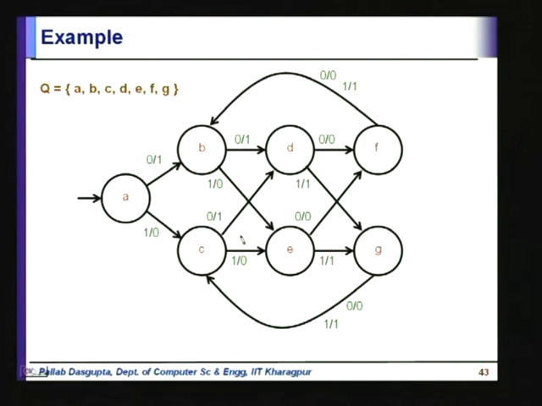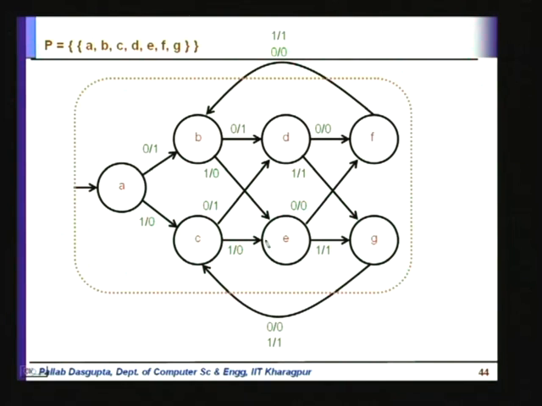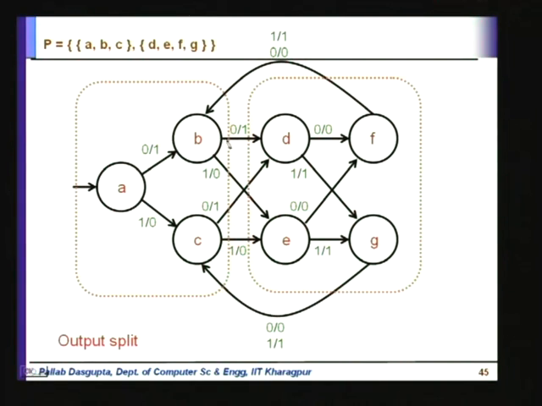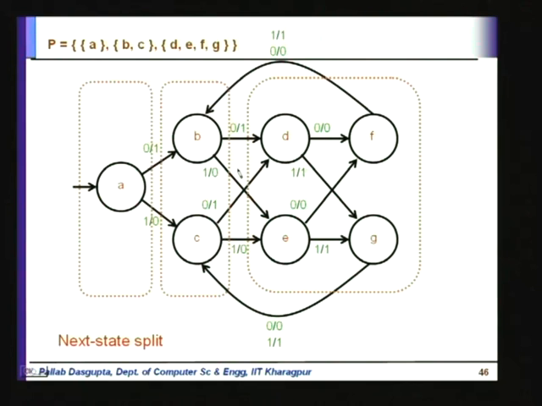Now this is another example. You can go through these slides, they are available. So basically we first do an output split, because you see the output on these ones produce 0 as the output on input 0, and these ones produce 1 as the output on input 0. So we split it up. Then we do a next state split based on this one, because these outputs are going to different classes like this. So this one gets split up based on the next state split.